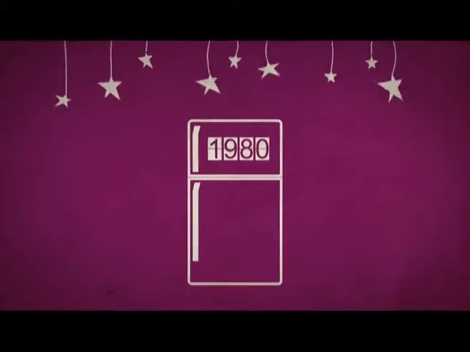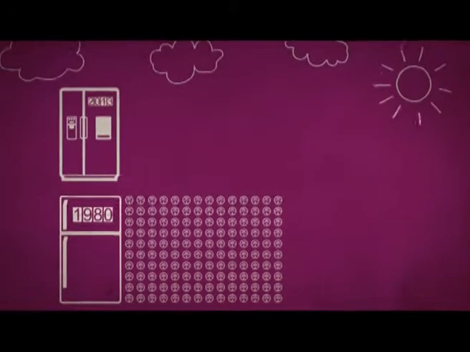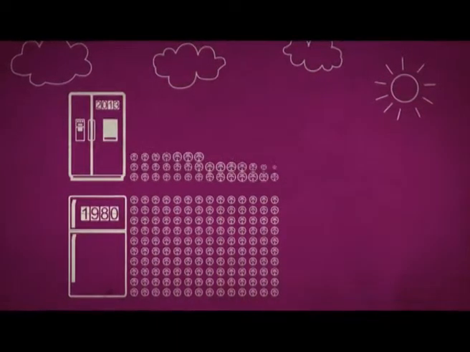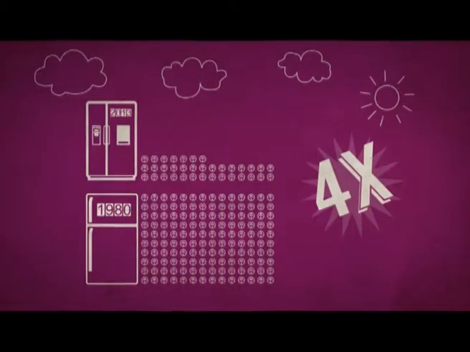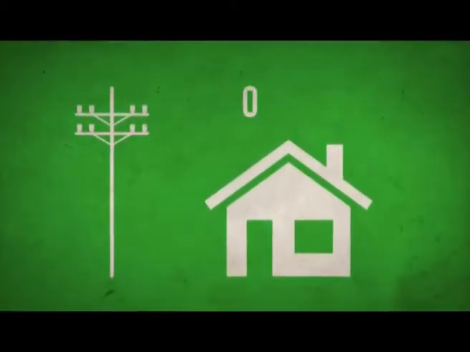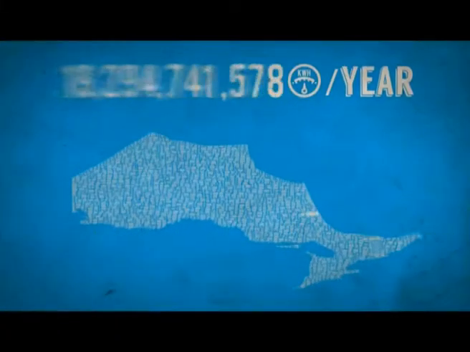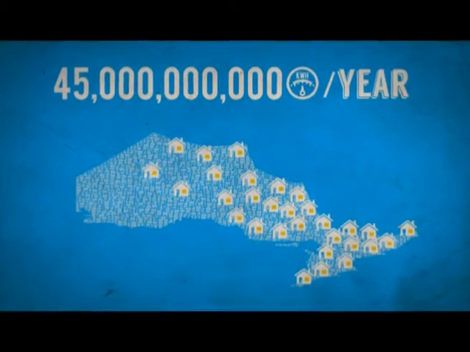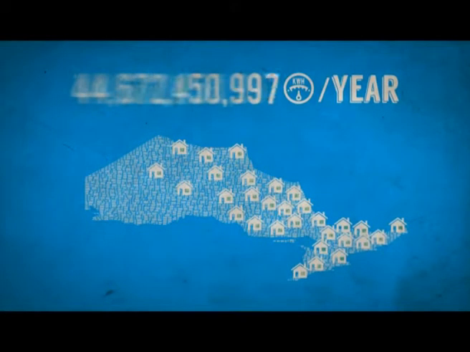Just think, a 1980s era refrigerator uses about 1,400 kilowatt hours a year. A modern energy-efficient fridge uses about 350 kilowatt hours a year. That's 4 times more efficient. Ontario is a big province. A typical house uses about 9,600 kilowatt hours a year. That means we use 45 billion kilowatt hours. So if everyone used just a little bit less, we'd save a whole lot.